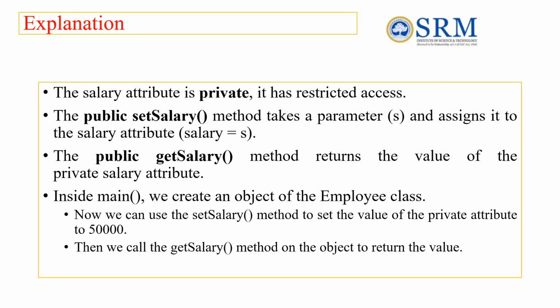Salary attribute is private, it has restricted access. Public setSalary method takes the parameter and assigns it to the salary attribute. Public getSalary method returns the value of the private salary attribute. Inside the main, we create an object of the Employee class. Now we can use the setSalary method to set the value of the private attribute to 50,000. Then we call the getSalary method on the object to return the value.